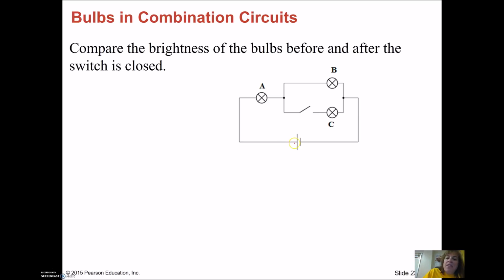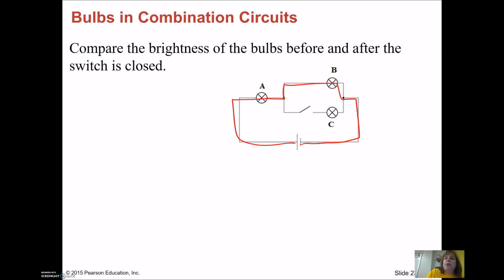Again, let's take a look at the path of current. Current flows out of the battery, goes through bulb A and hits a junction. Now, with the switch open, that's really not a junction, right? With the switch open, these are actually in series with each other. Current just goes straight around. And we already know that those are pretty dim and equally dim, right?